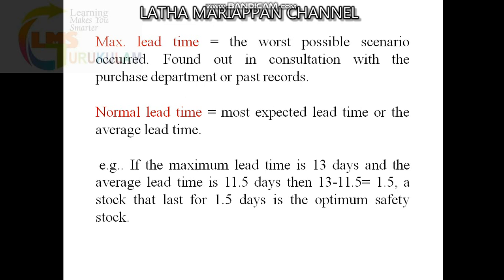Say for example, if the maximum lead time is 13 days and your average lead time is 11.5 days, then you will get 1.5 days. A stock that lasts for 1.5 days is called optimum safety stock. Clear? Say the maximum lead time is 13 days and your average lead time is 11 days, then for those 2 days you have to keep stock. Within that you have to keep some safety stock, which you can use for your production, so it will not create any problem. So, safety stock is very important in the manufacturing sector.